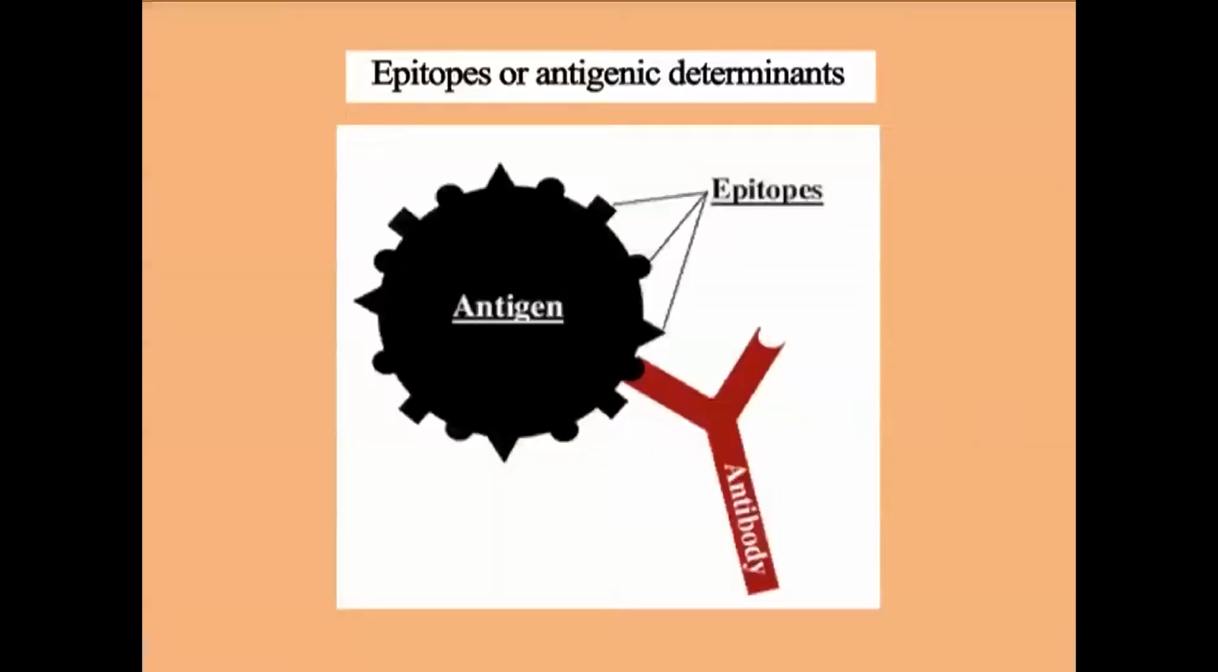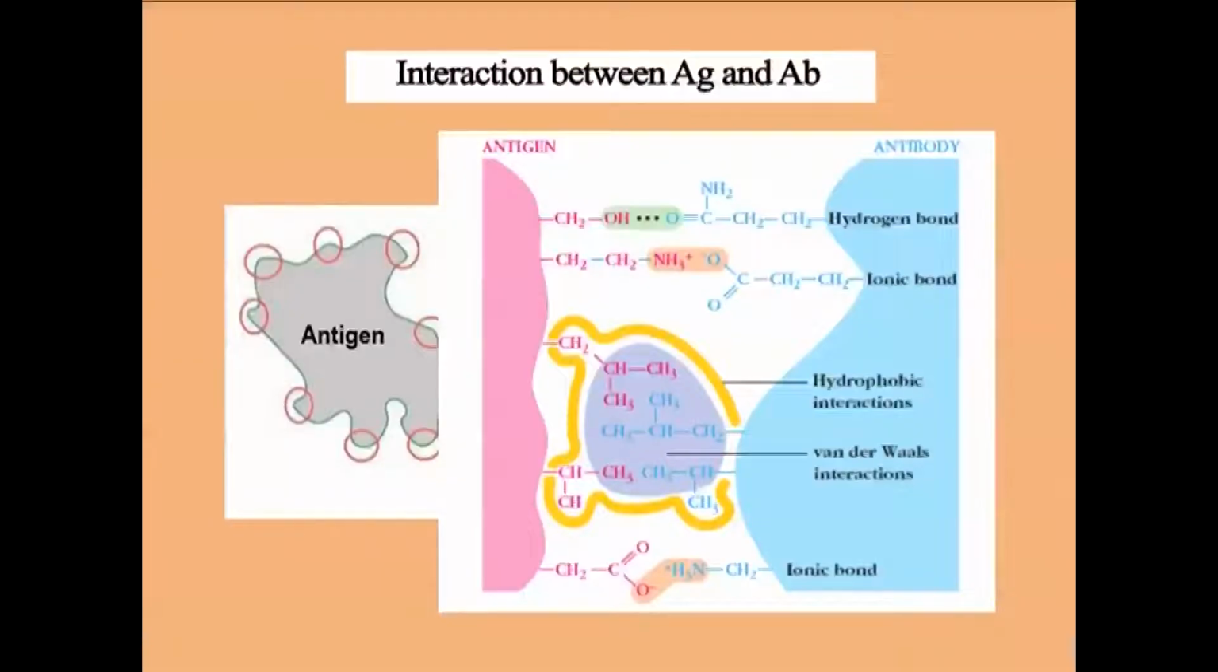Now, the molecule which an antibody binds to is called an antigen. The whole antigen is not bound to an antibody. Only parts of the antigen bind to the antibody, and those parts are called epitopes or antigenic determinants. Binding between an antigenic determinant and the antigen binding site present on an immunoglobulin is through a number of non-covalent interactions, like hydrogen bonds, hydrophobic interactions, ionic bonds, dipole-dipole bonds, etc.